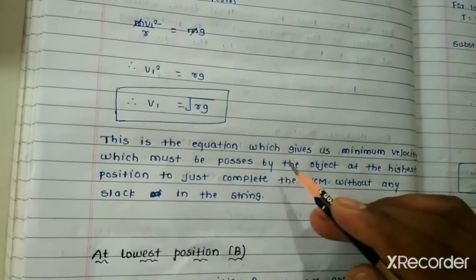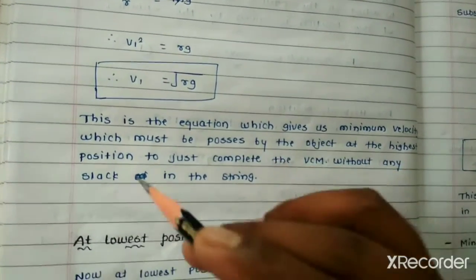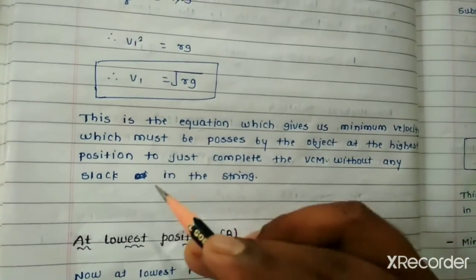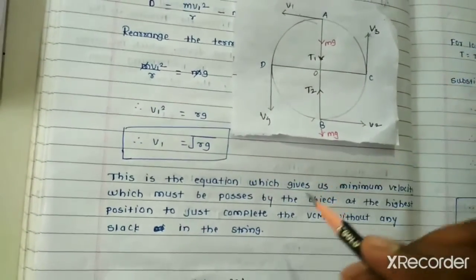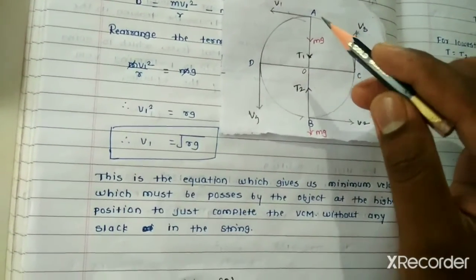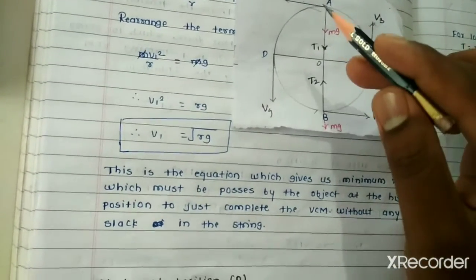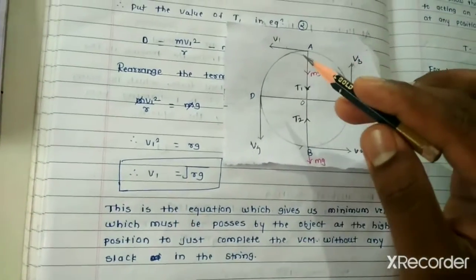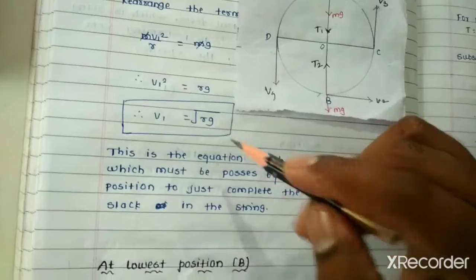So this is the equation which gives us the minimum velocity which must be possessed by the object at the highest position to just complete the vertical circular motion without any slack in the string. V is equal to under root rg. This is the equation which gives us the minimum velocity which must be possessed by an object at the highest position to just complete or to just pass the vertical circular motion without any slack in the string. So this is the velocity at the highest point, that is the highest position. V1 is equal to under root rg.